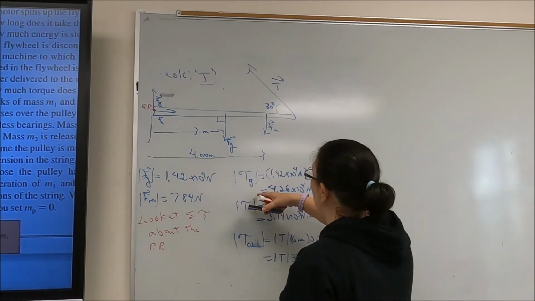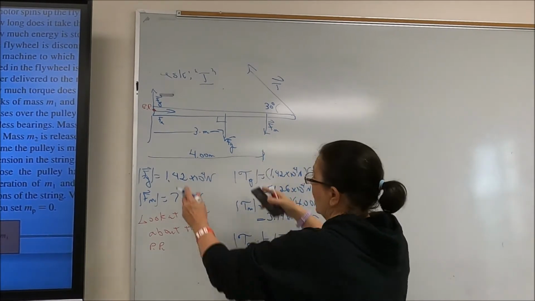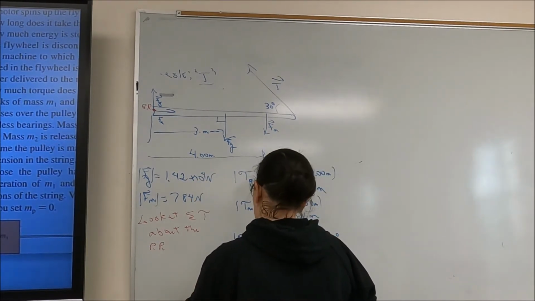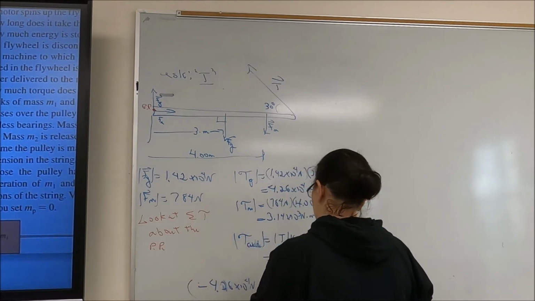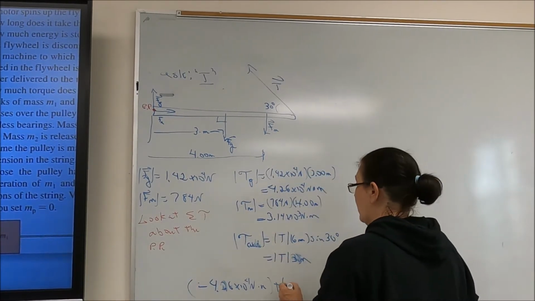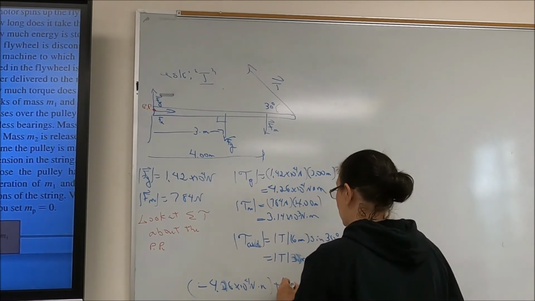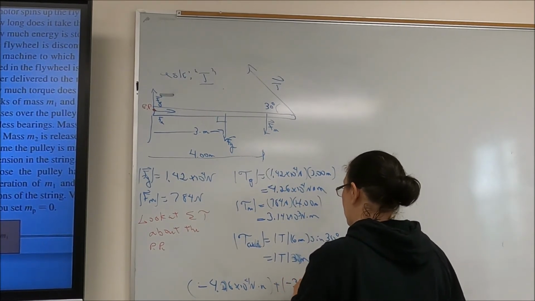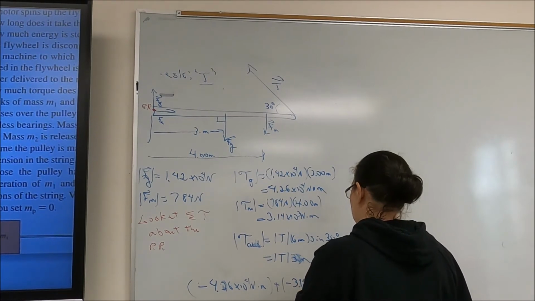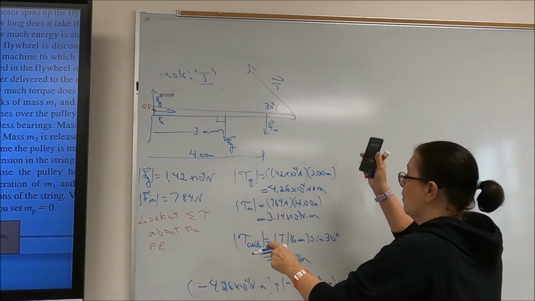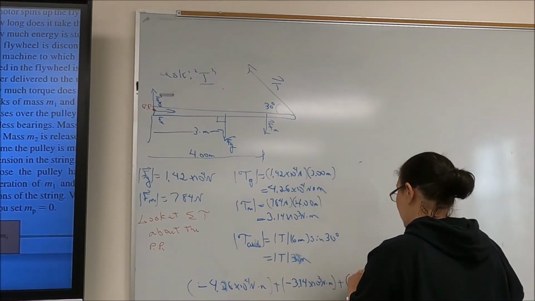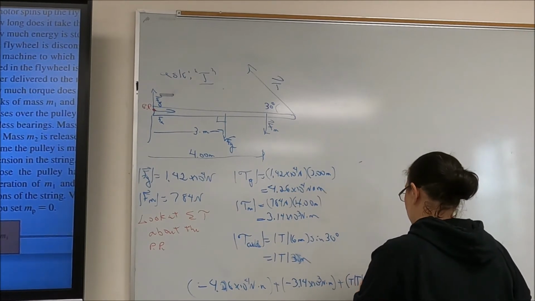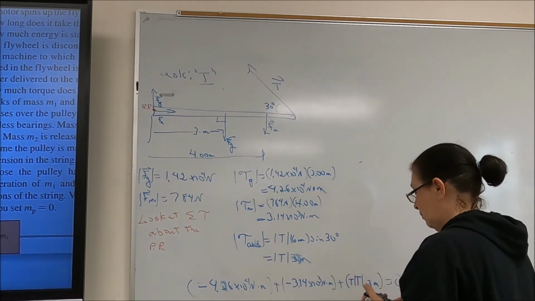I have torque from force due to gravity, and that's going to cause a clockwise rotation. So I have a minus 4.26 times 10 to the 4 Newton meters. From the man, it's also going to cause a clockwise torque, so that's going to be minus 3.14 times 10 to the 3 Newton meters. The cable is going to cause a counterclockwise torque, so it's going to be plus the magnitude of T, 3 meters, all having to add up to be 0.